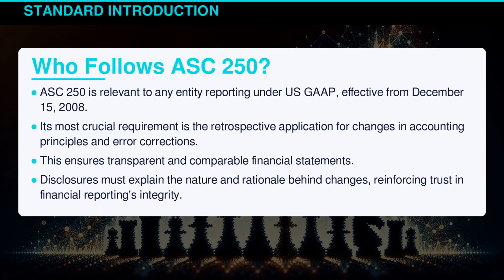ASC 250 is relevant to any entity reporting under U.S. Generally Accepted Accounting Principles, effective from December 15, 2008. Its most crucial requirement is the retrospective application for changes in accounting principles and error corrections. This ensures transparent and comparable financial statements. Disclosures must explain the nature and rationale behind changes, reinforcing trust in financial reporting's integrity.